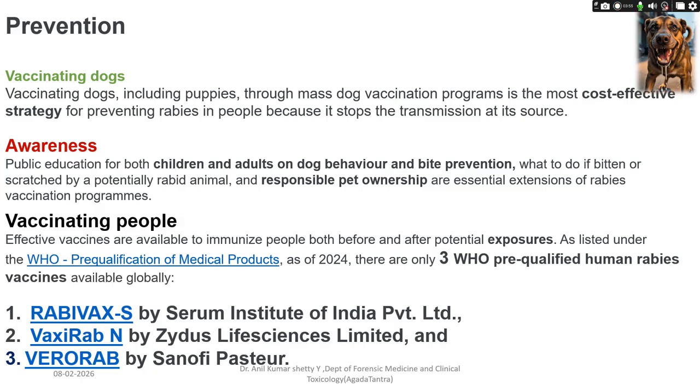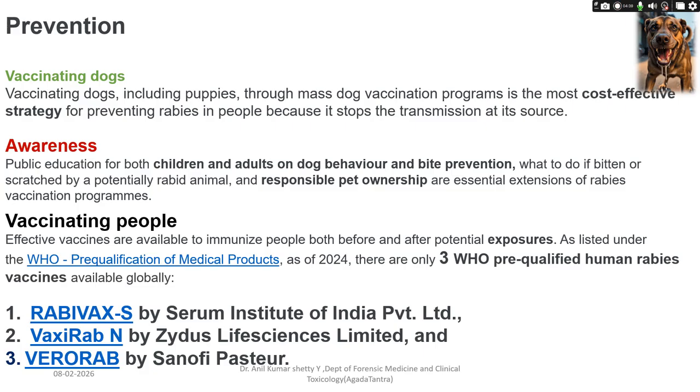Vaccinating people: effective vaccines are available to immunize people both before and after potential exposures, as listed under the WHO pre-qualification of medical products as of 2024. There are only 3 WHO pre-qualified human rabies vaccines available globally. They are Rabivax S by Serum Institute of India Private Limited, Pune, Vaxirab N by Zydus Life Science Limited, and Virorab by Sanofi Pasteur.